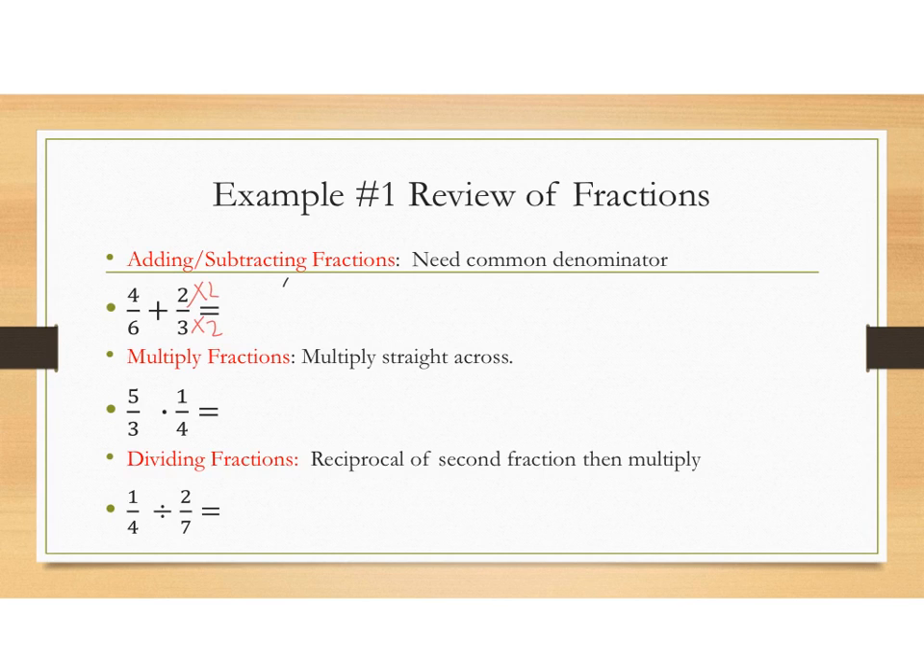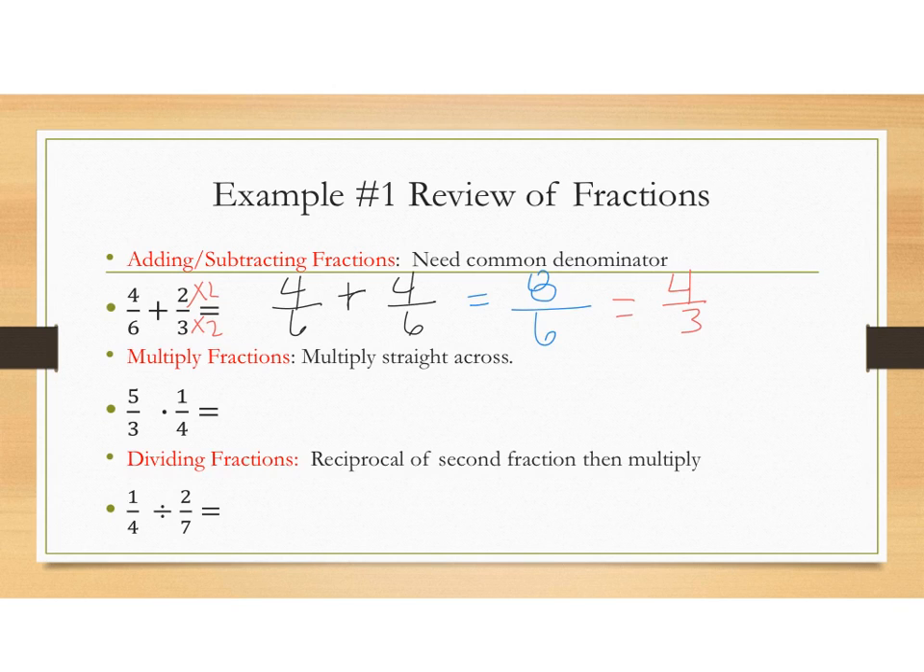That gives us 4/6 plus, now 2 times 4 is 4, 3 times 2 is 6. Now our fractions have a common denominator. I can add the numerators, the top numbers. 4 plus 4 gives me 8. The denominators stay the same at 6. If you can simplify your fractions, please do. 8/6 simplifies down to 4/3.